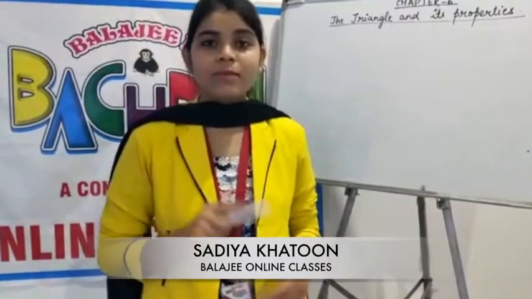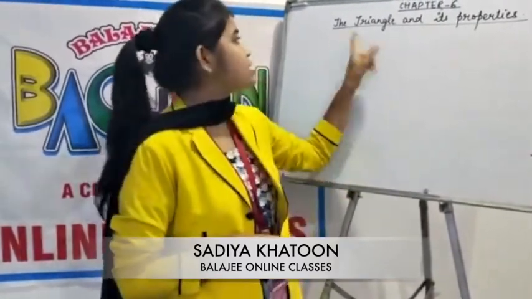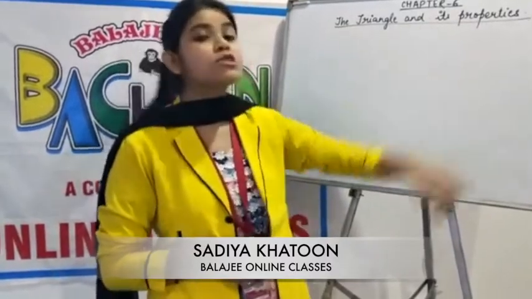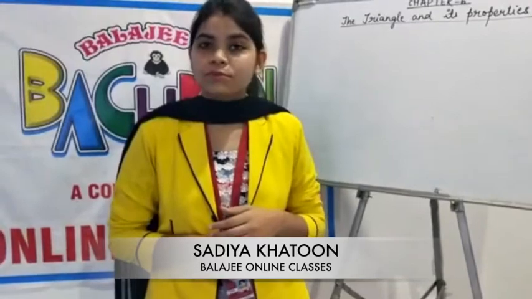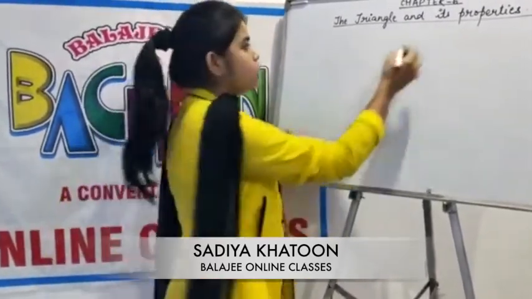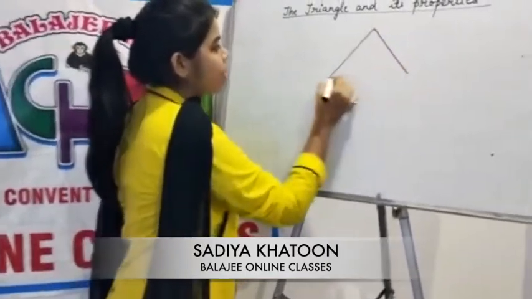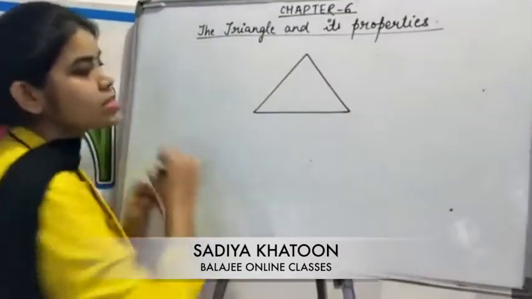So, children, today I'll be teaching you chapter number 6 of your textbook, and the name of the chapter is the triangle and its properties. So, you will study what is a triangle and what are the different properties of a triangle. So, a triangle is a closed figure having three sides.